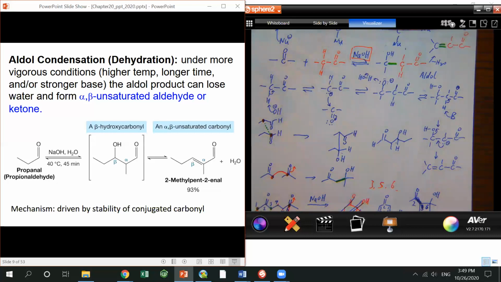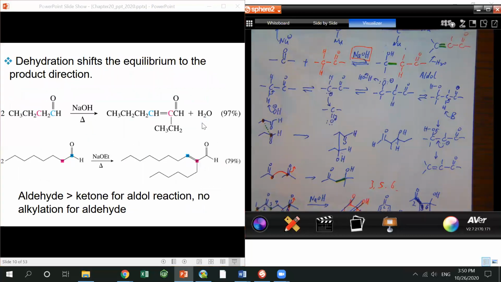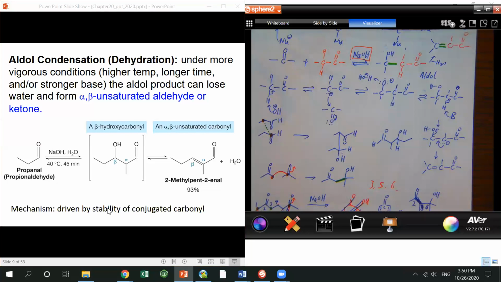Theoretically speaking, like I said, the OH group is a poor leaving group. Normally you cannot directly kick off the OH group, but that's the one exception. The reason is the stability of the final product, which is very stable. So the reaction is actually driven by the stability of the conjugated carbonyl.